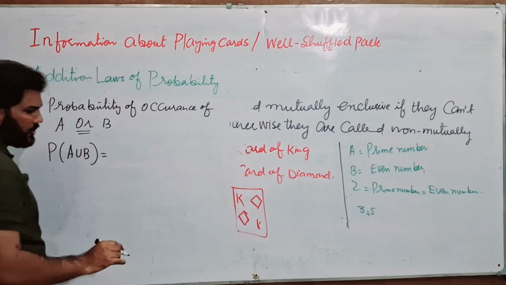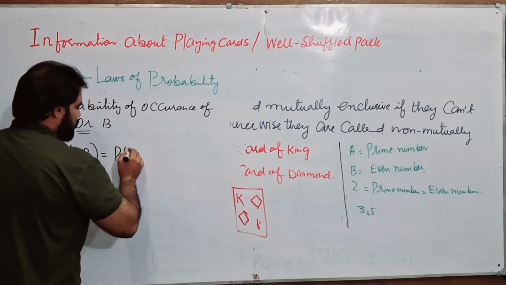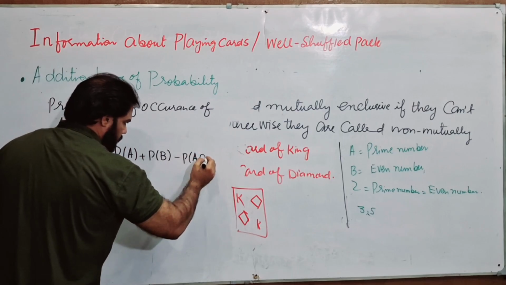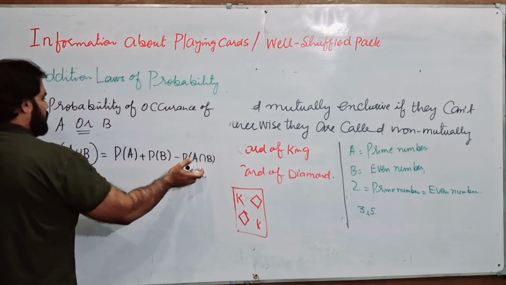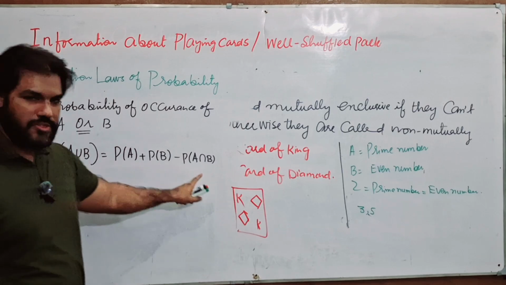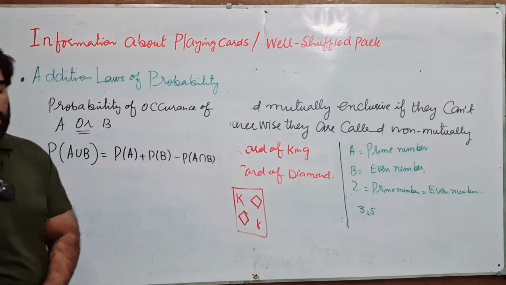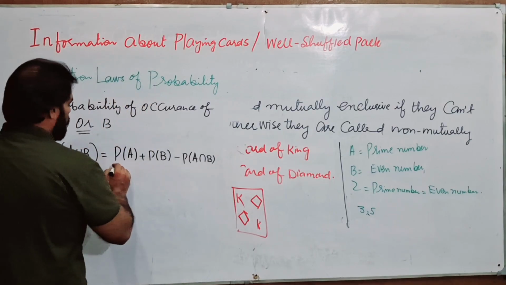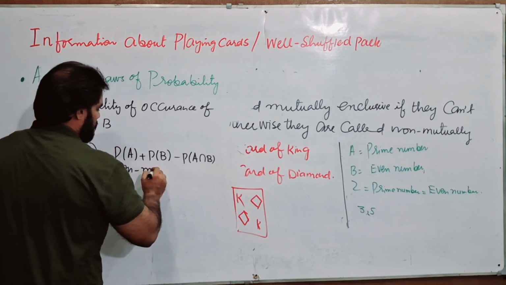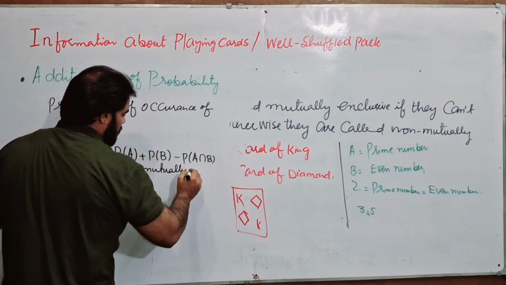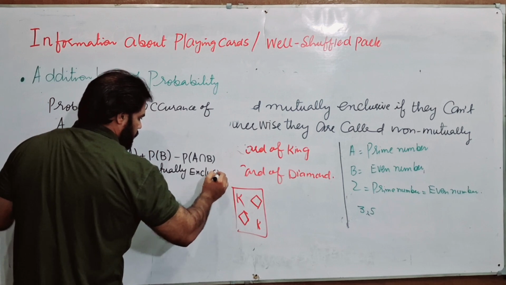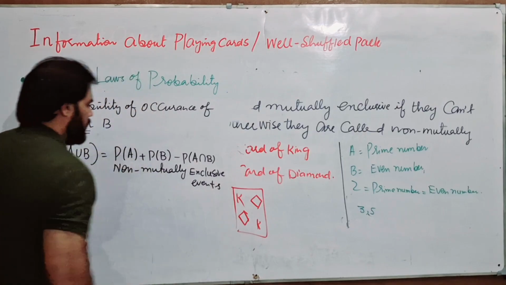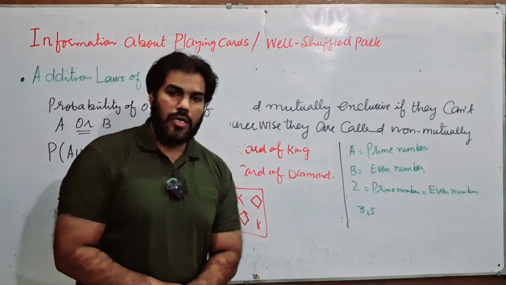Now this probability of A union B is equal to probability of A plus probability of B minus probability of A intersection B. Simply, this case will be used when the intersection of A and B exists. Intersection of A and B exists means A and B have some common elements. It means this is the case for non-mutually exclusive events. This formula of union will be used when both events A and B are non-mutually exclusive events.